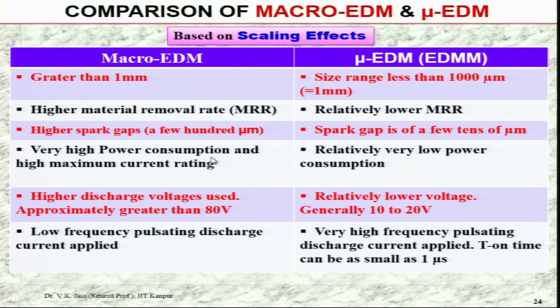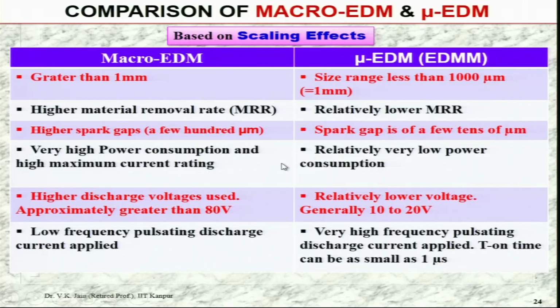Very high power consumption and high maximum current rating in case of macro EDM, and relatively very low power consumption in micro EDM. Higher discharge voltage used, approximately greater than 80 volts, while relatively lower voltage used, normally 10 to 20 volt, and low frequency pulsating discharge current, while here you use very high frequency pulsating discharge current applied to the system.